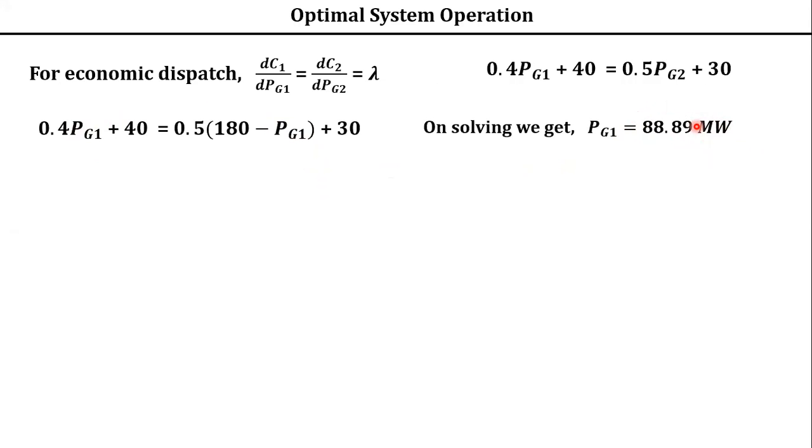Can anyone tell? This is the generation, the optimal generation for PG1. What is the generation under optimal condition for generator 2? How to get it? What is the value?